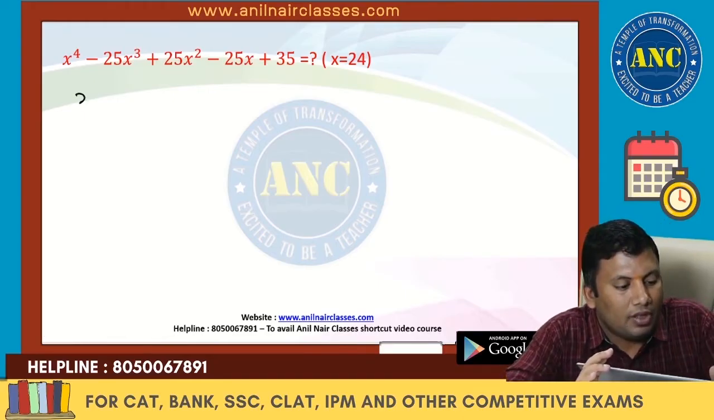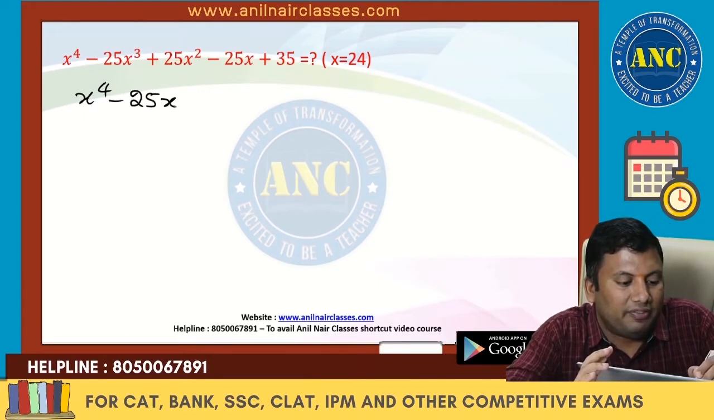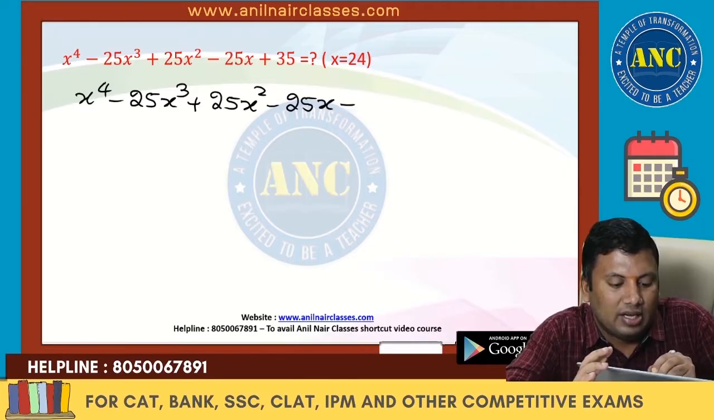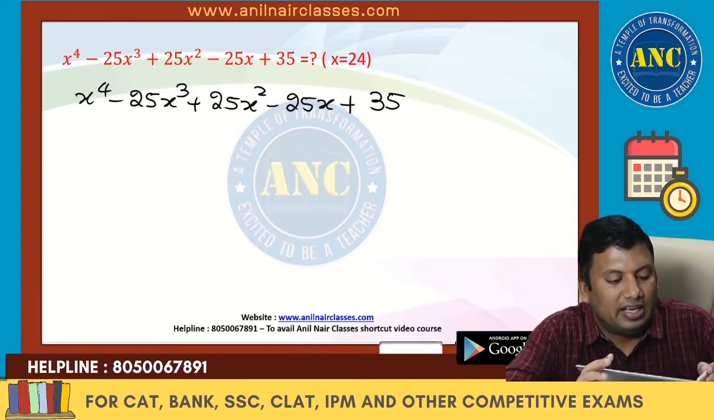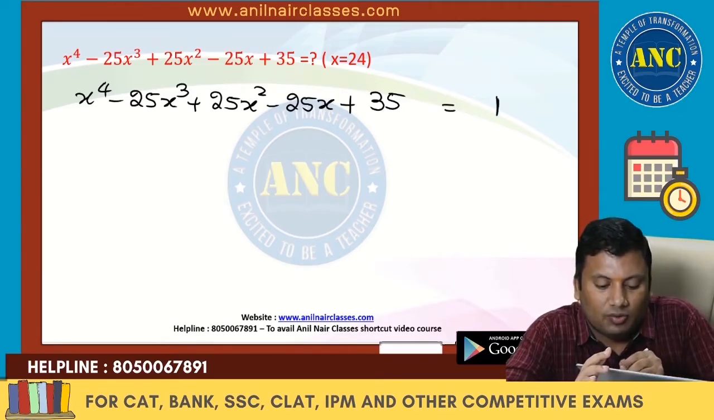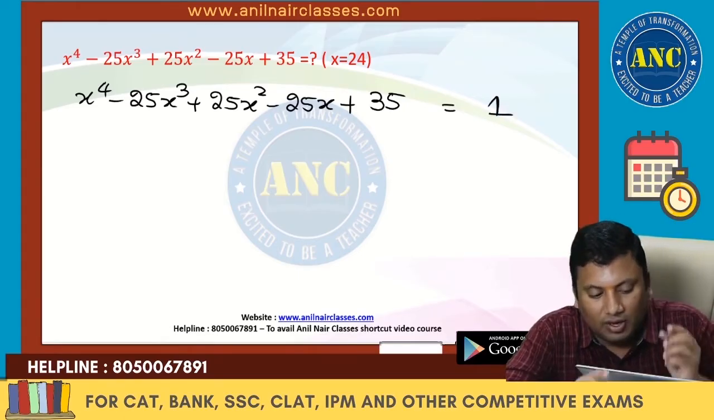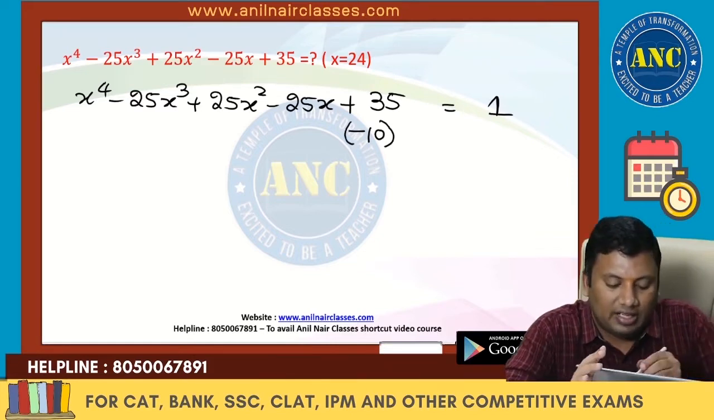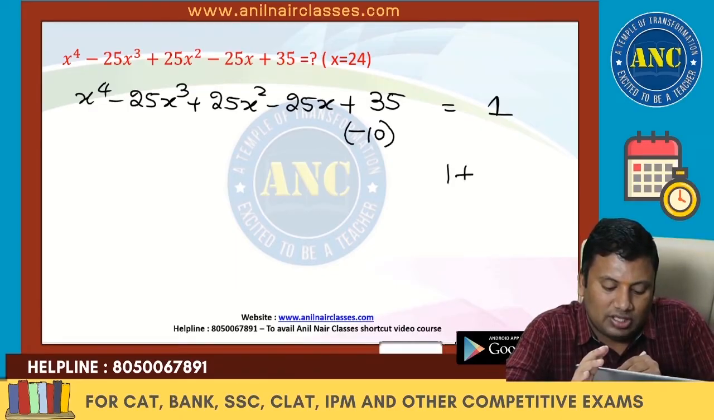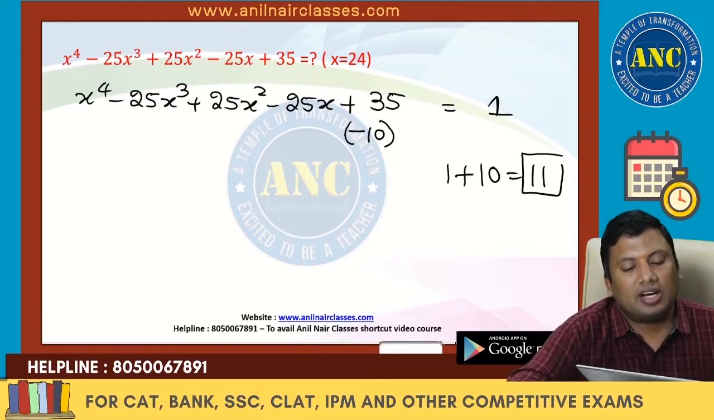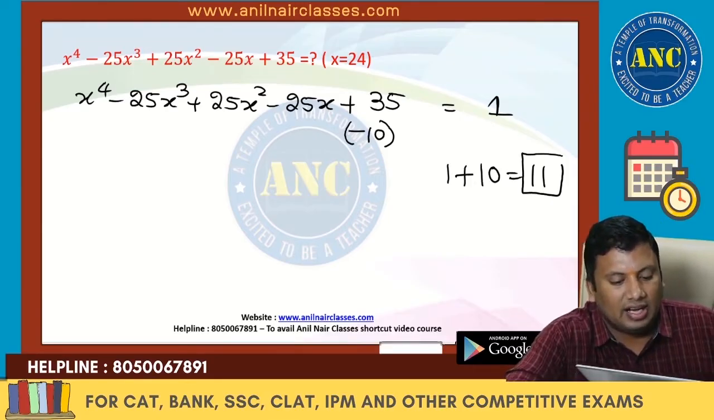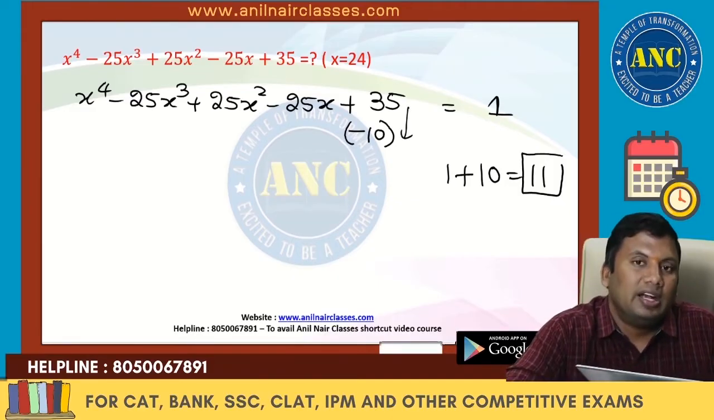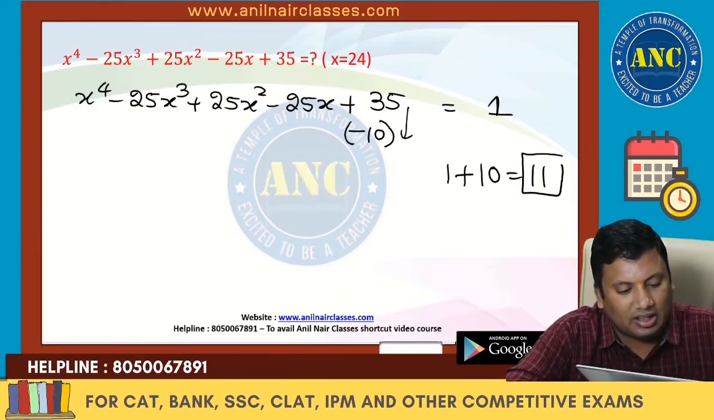Now see here. X power 4 minus 25x cube plus 25x square minus 25x plus 35. We know that if it is 25, I will get the answer as 1. That means how much do I need to decrease to get 25? Minus 10 on the left hand side, so the right hand side will be 1 plus 10. Answer is 11. I hope the idea is clear, right? I require 25, so 35 should be decreased by 10. Decreasing on the left hand side becomes increasing on the right hand side.